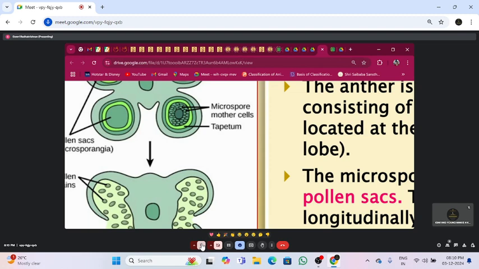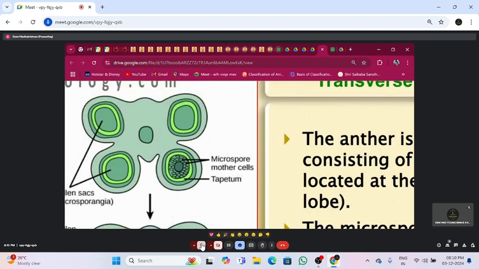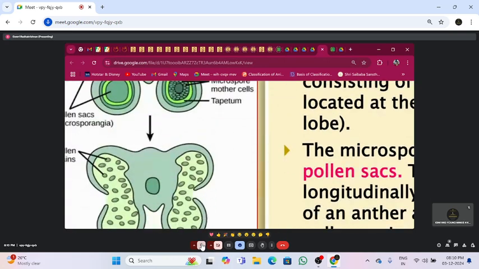Just for the illustration, it has been given like that. It's not going to be like that in reality, but just for you to understand, the diagram is given like that. So that is the microspore mother cell. It's packed with microspore mother cells. Like this, there are four. Each lobe has two. That's why it is ditheca. All right.